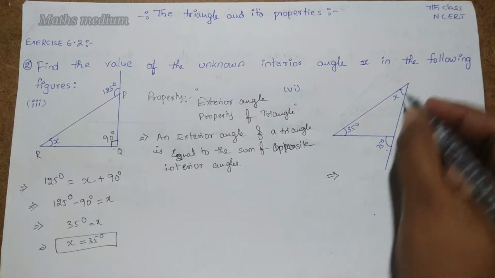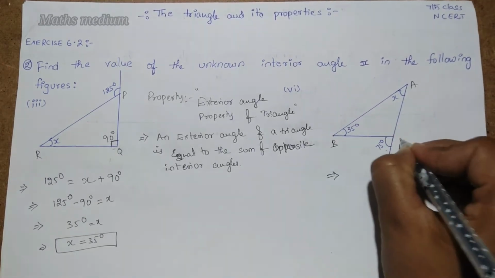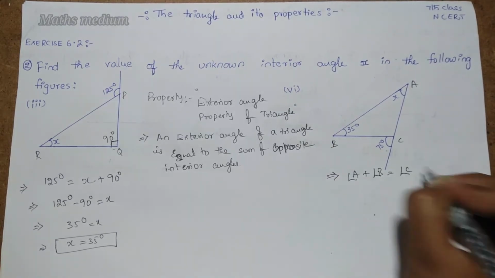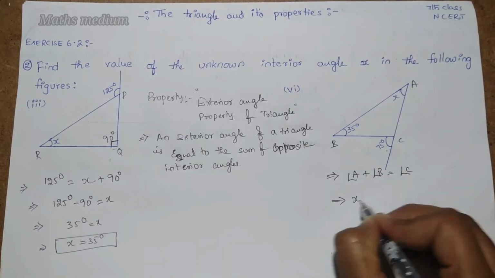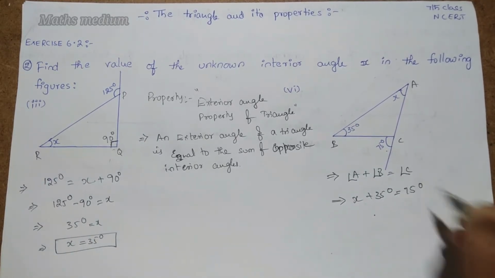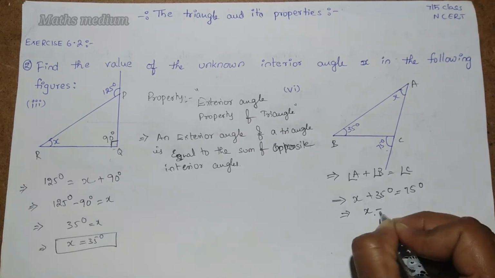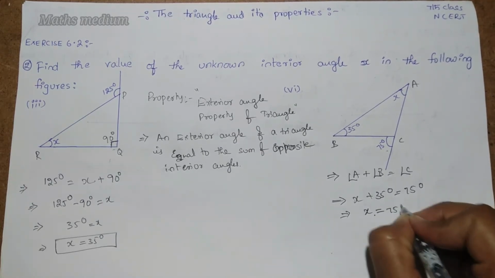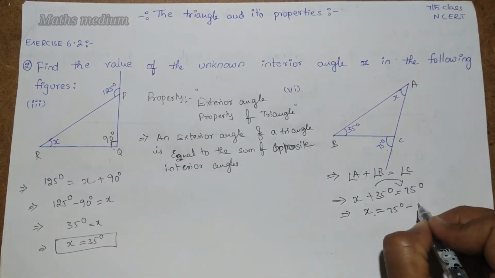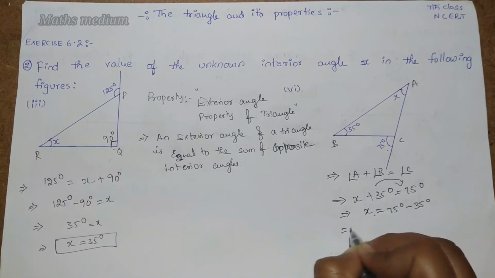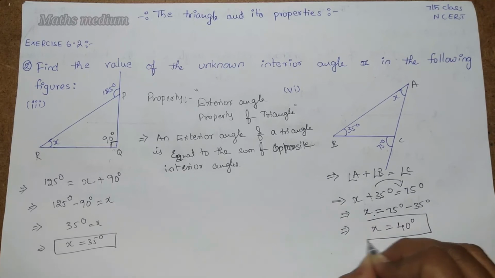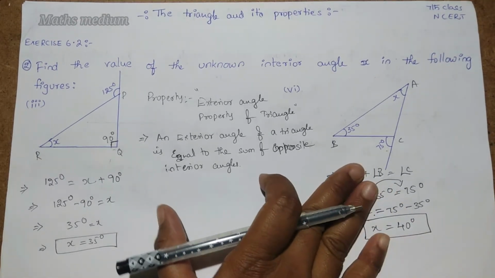Here also it is the same; the vertices are A, B and C. Here angle A plus angle B is equal to the exterior angle C. By using this, x plus 35 degrees is equal to 75 degrees. Now x is equal to 75 degrees, and this plus goes to the opposite side and becomes negative, so 75 degrees minus 35 degrees. x is equal to 40 degrees. This is the interior angle of the given figure.